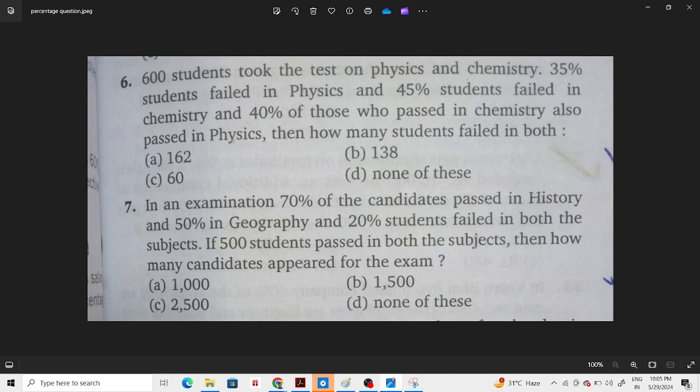See, remember this pattern again, the pattern that I was talking about. Whenever you see a pattern like this, number 6 and 7, remember it's a Venn diagram. You can do it with x, but it will take a lot of time, and this sum is not designed for x.